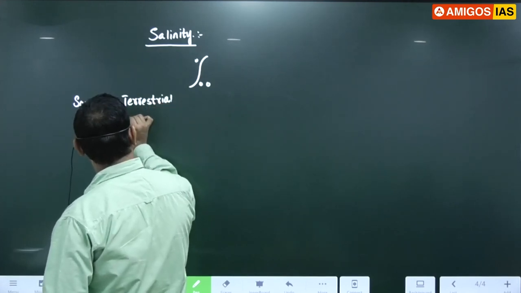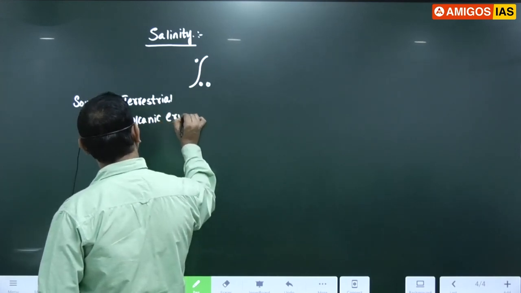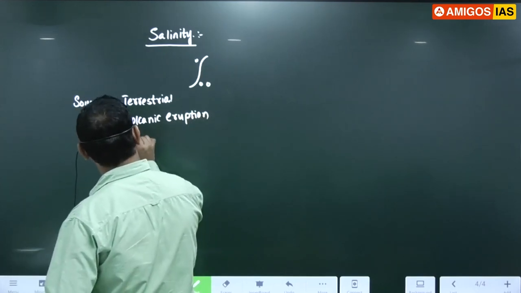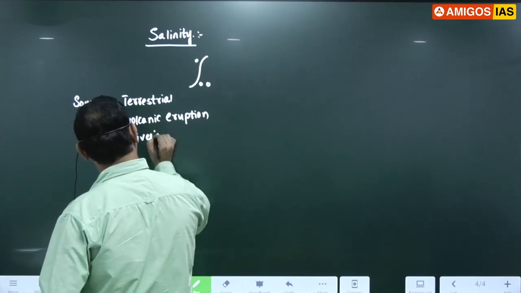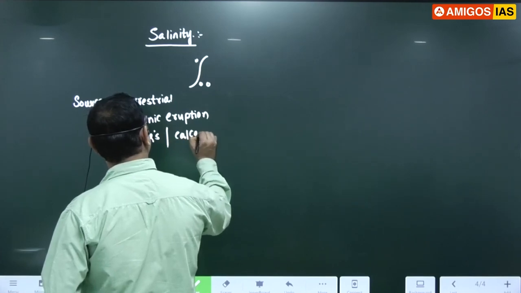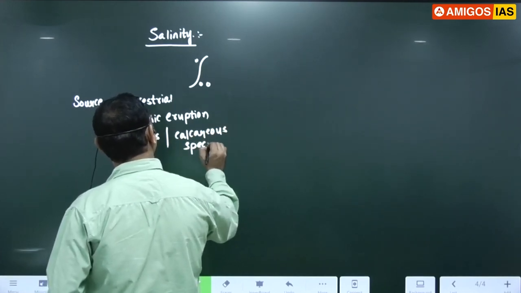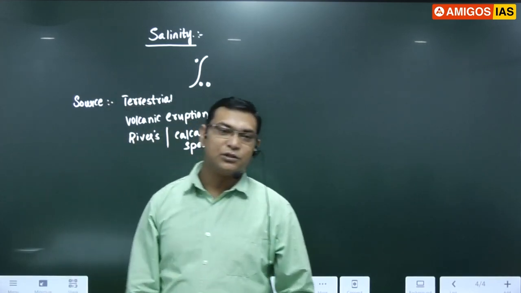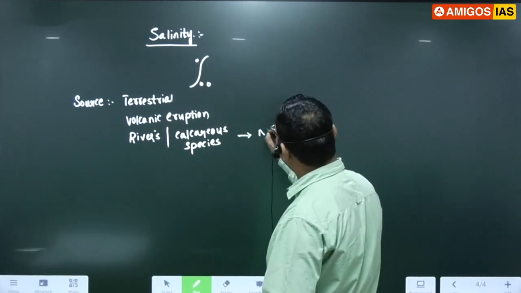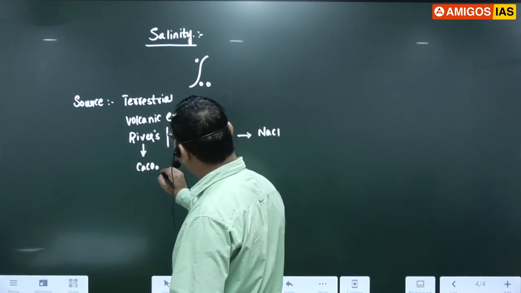Second is volcanic eruption. And third is your rivers, and the last one, or in this only we can write, calcareous species. These are the main sources of the salinity in the oceans. That means it brings sodium chloride and this will bring calcium carbonate.